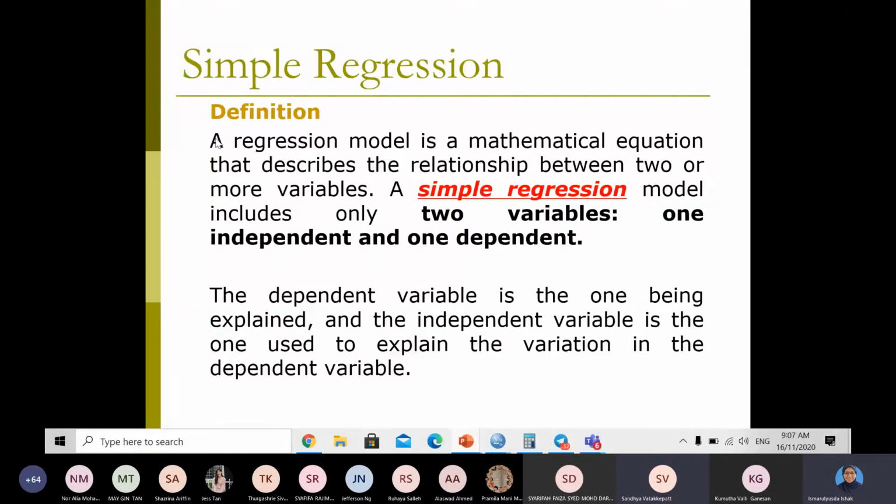Okay, the definition of simple regression: a regression model is a mathematical equation that describes the relationship between two or more variables. So this is about the relationship between two or more variables. A simple regression model includes only two variables, one independent and one dependent. That's why we call it simple. The dependent variable is the one being explained, and the independent variable is the one used to explain the variation in the dependent variable.